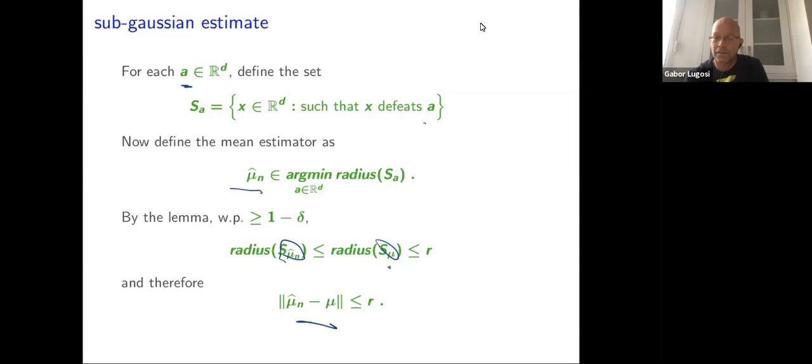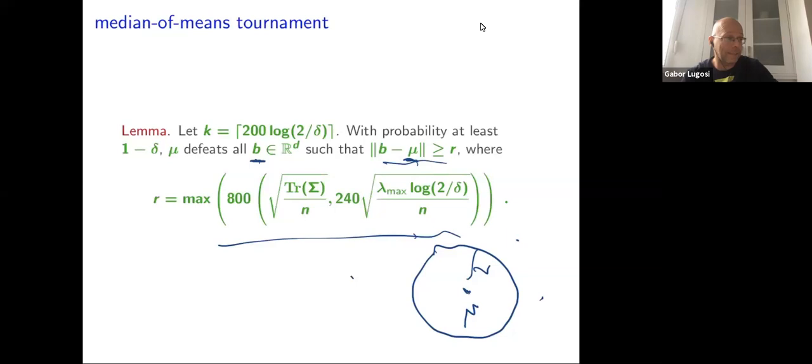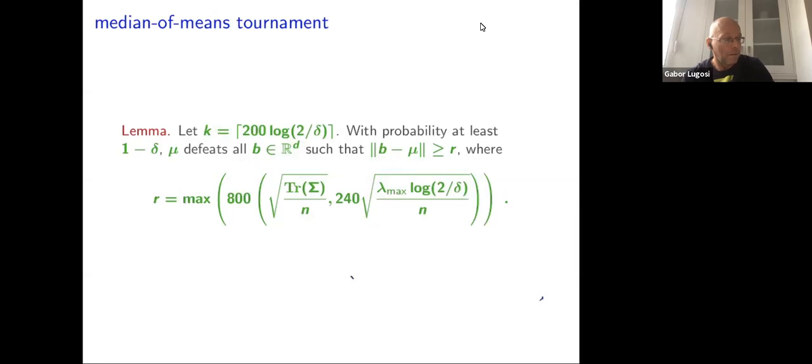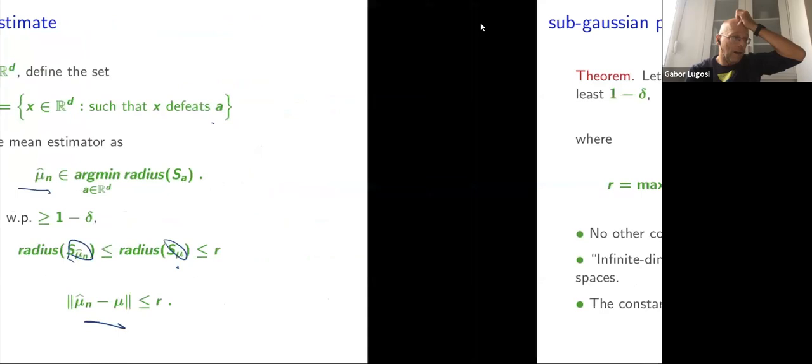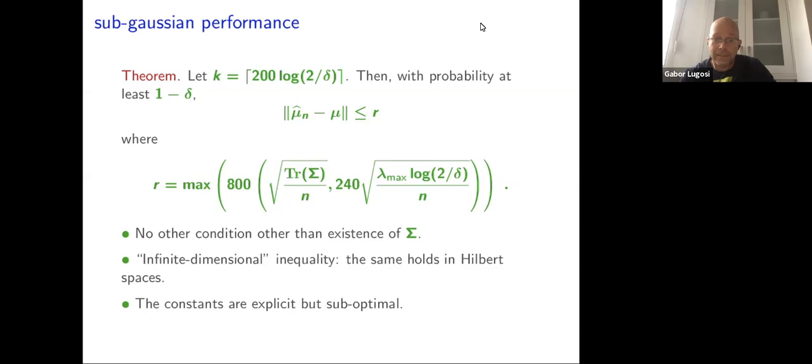So all we need to understand is this technical lemma that says that the mean actually beats every point that is farther than this distance. Okay, right. So this is the corollary that we have: if we choose the block size, the number of blocks the same way as before, log one over delta, then with probability at least one minus delta, the Euclidean distance of the estimator to the true mean is bounded by this sub-Gaussian quantity.